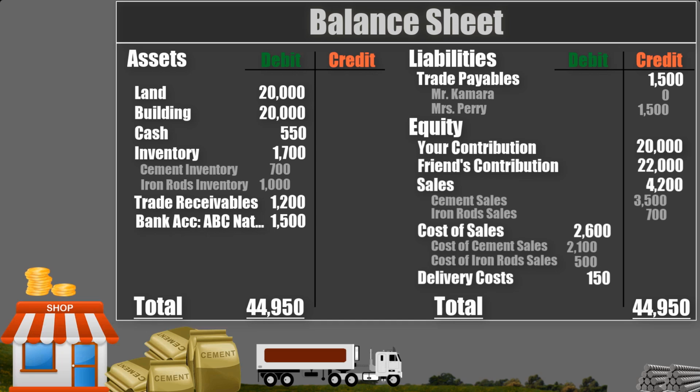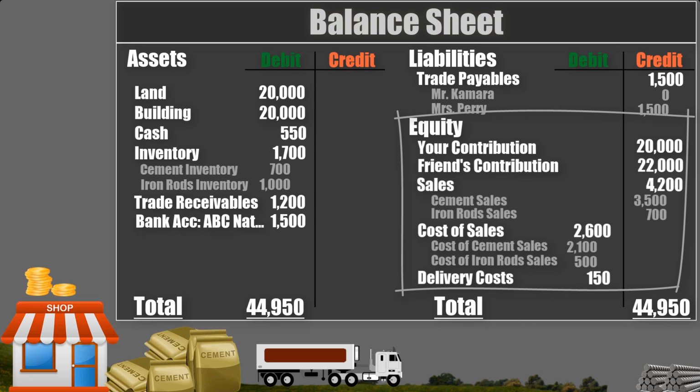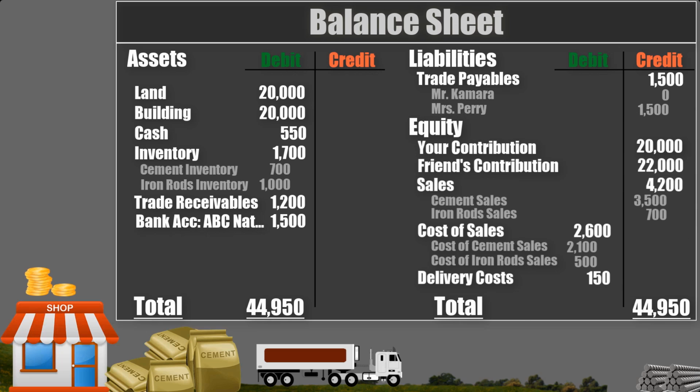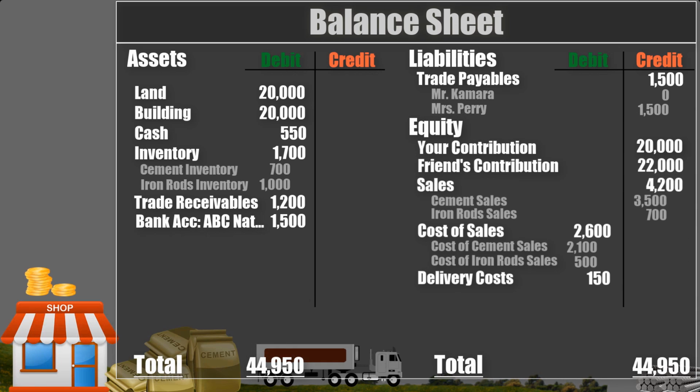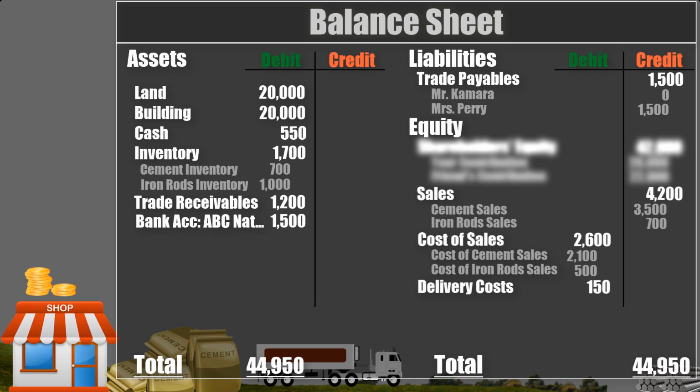To this end, let's have a closer look at your equity. Can the classification be improved? Indeed it can. Since we are listing accounts of the same nature together, we need to merge the 2 equity contributions under one group. We extend the balance sheet downward to get more space and merge the accounts.